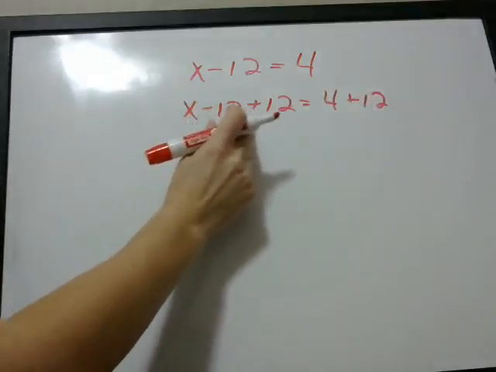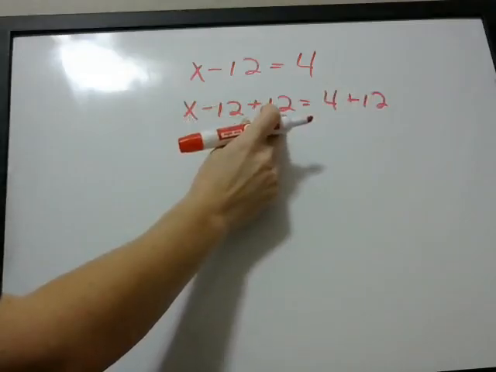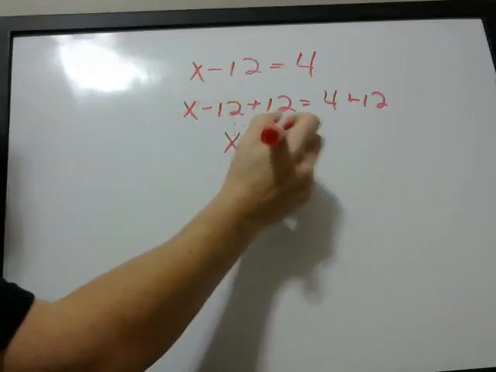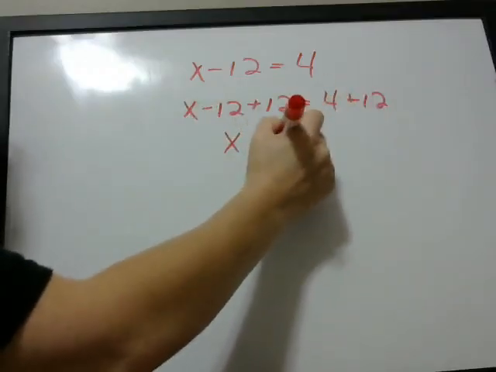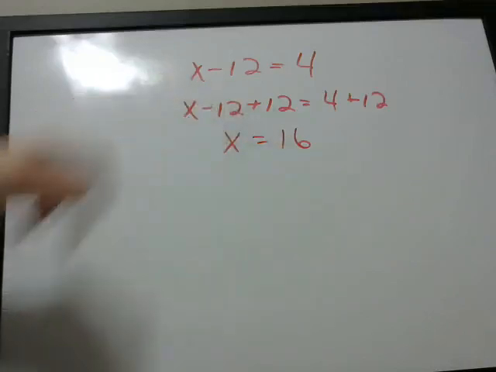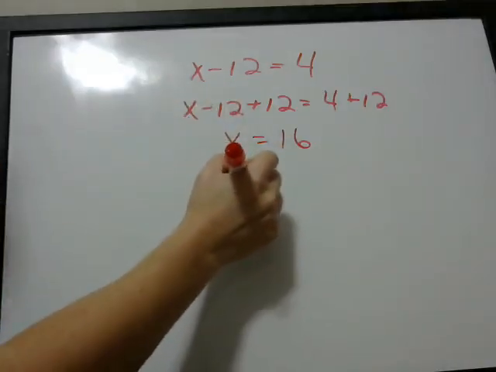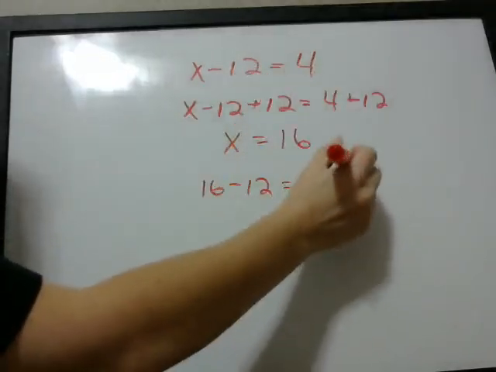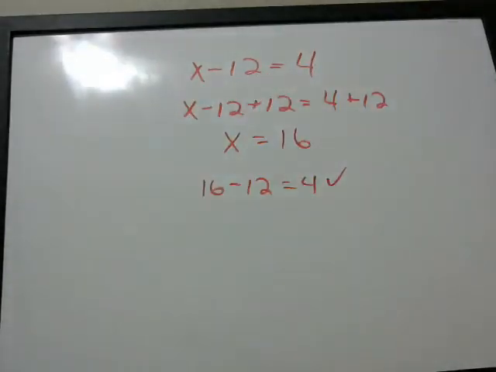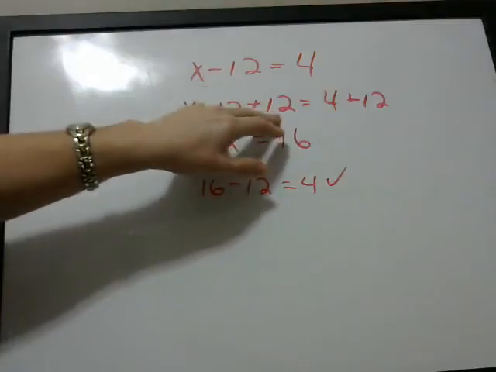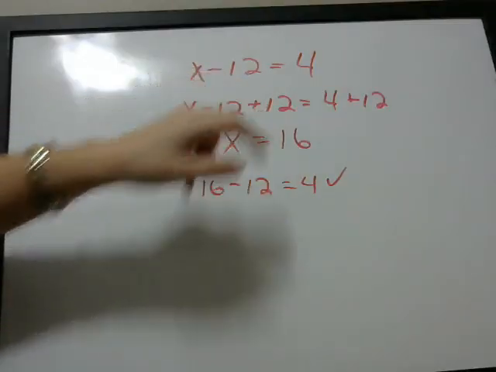So minus 12 plus 12 is 0. That's the whole reason we did the plus 12, is to make that 0. 4 plus 12 is 16. So the answer here is x equals 16. If you plug 16 in for x, 16 minus 12 is 4. That's what we had. So we know that our answer is correct. So again, you're just doing the opposite. If this is subtraction, to get rid of this number, you're going to add it. If it was addition, to get rid of it, you're going to subtract it.